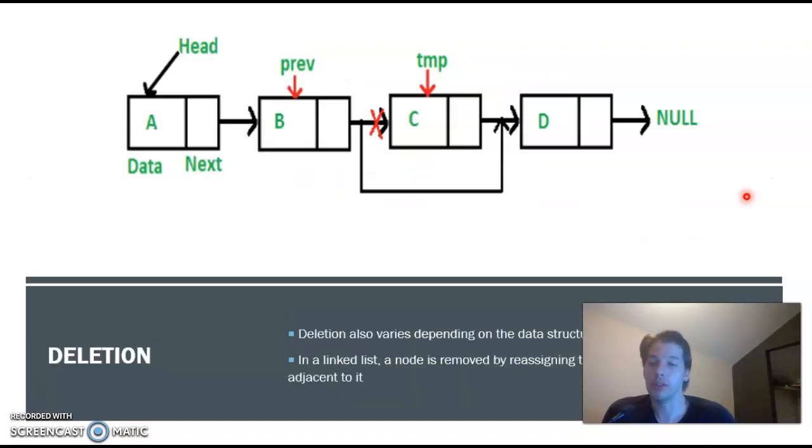And then removal or deletion. Deletion also varies depending on the data structure, but in a linked list, a node is removed by reassigning the pointer values of the nodes adjacent to it. So in this visual here, we want to remove C. We assign that C to a temporary value, and then we overwrite the pointer of B and assign it to D, and that removes the node that we no longer need.